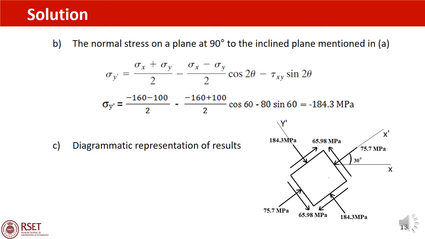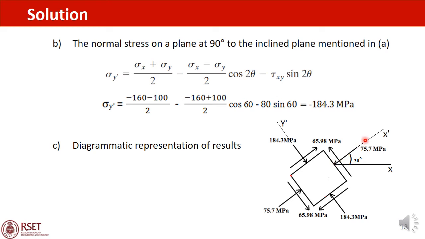Now we need to represent the results, the values of sigma x dash, sigma y dash and tau x dash y dash diagrammatically. So this is the diagrammatic representation of the results. Here you have the original x-axis. From the original x-axis, the new element is at an angle of 30 degree in the counterclockwise direction, so that we get the new axis x dash and y dash.